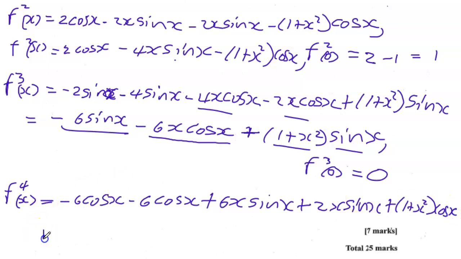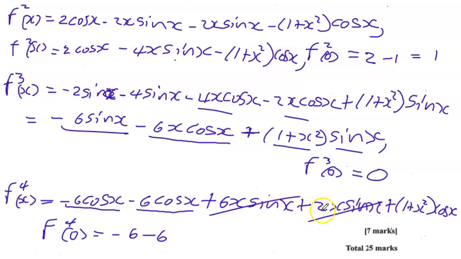And then we're going to evaluate at 0. So negative 6 cos 0, cos 0 is 1. So that's negative 6. Negative cos 0, that's also negative 6 again. This will be 0 because sin 0 is 0. This is also 0 again. And here, if x is 0, the bracket will be 1. So it's plus 1 times cos 0. And cos 0 is 1. So plus 1. So what we have is minus 12 plus 1. That's minus 11.